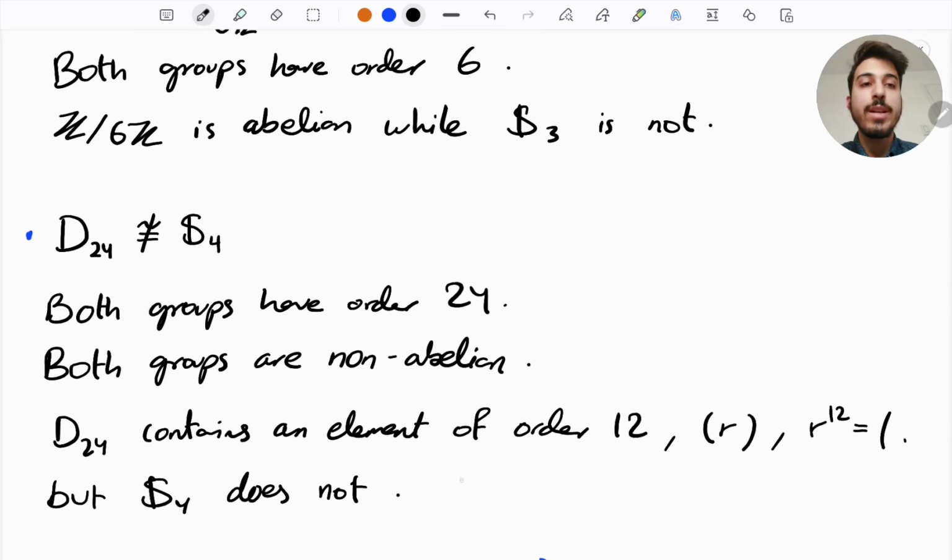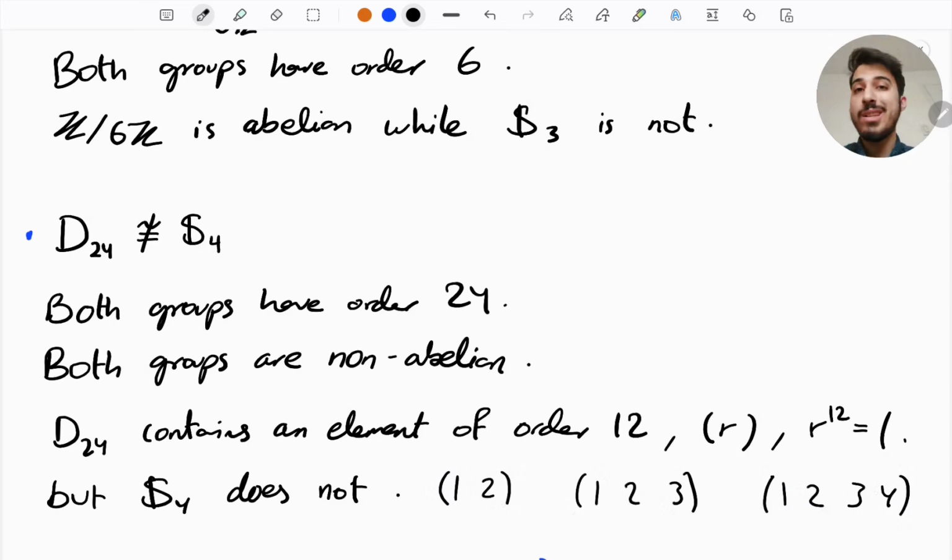We can have 1 cycles, we can have 2 cycles like 1 and 2, we can have 3 cycles, and we can have 4 cycles like this, but not more than a 4 cycle. So this is another example.